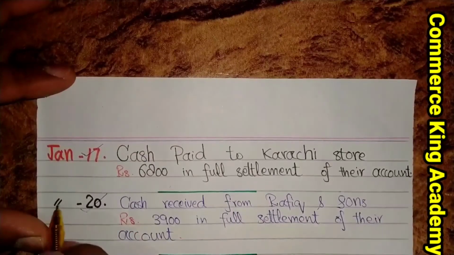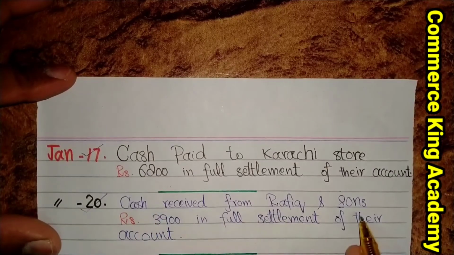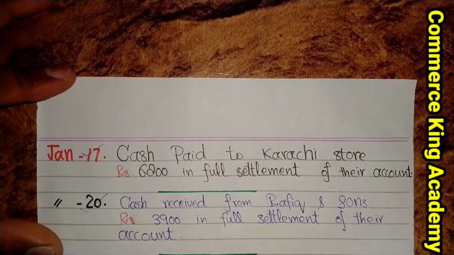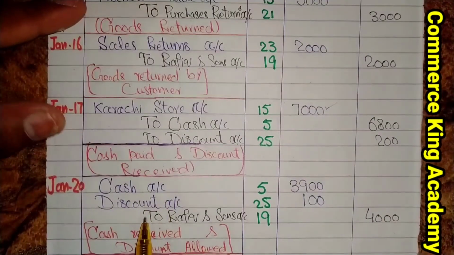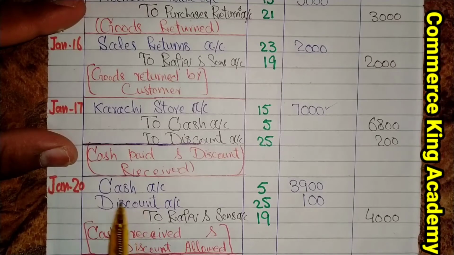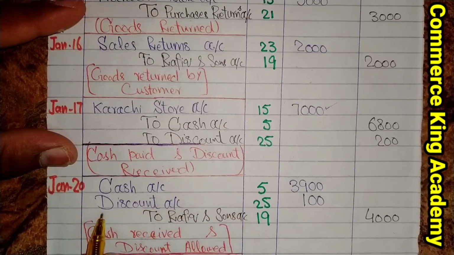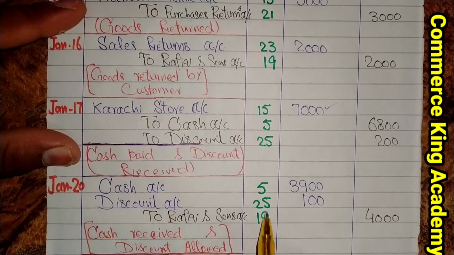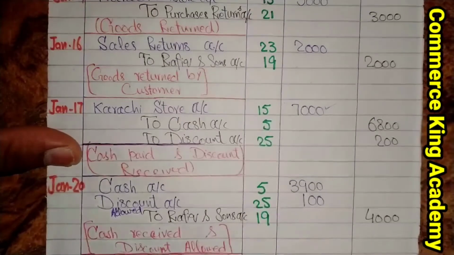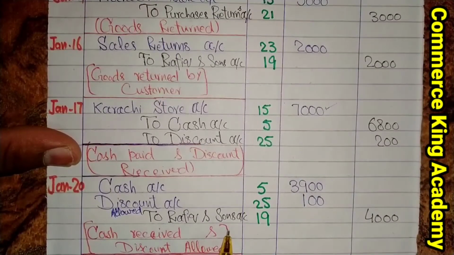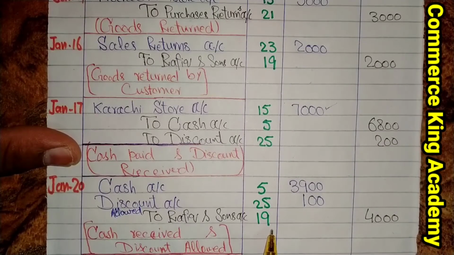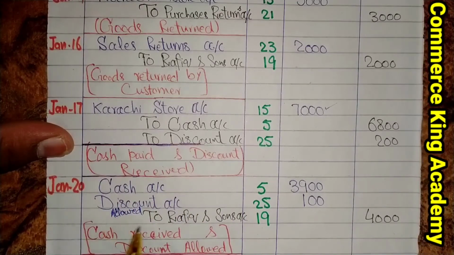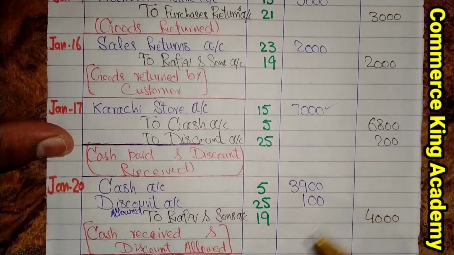Next transaction, Jan 20, cash received from Rafiq and Sons 3,900 rupees in full settlement of their account. This is the journal entry of this transaction, Jan 20. Cash account debit, ledger folio number 5, discount allowed account also debit with ledger folio number 25, to Rafiq and Sons account credit, ledger folio number 90. After reading the journal entry, now you must understand the amounts or account of Rafiq and Sons.